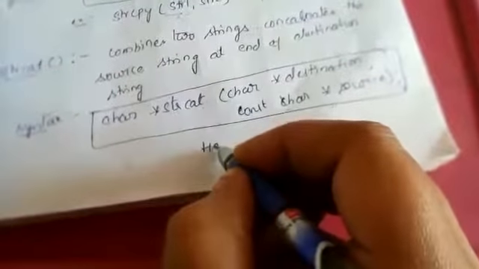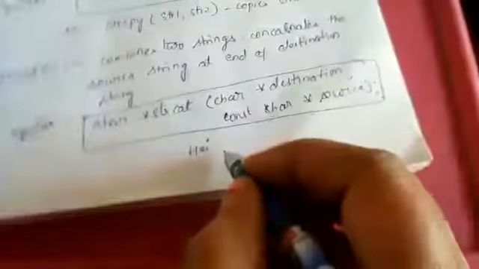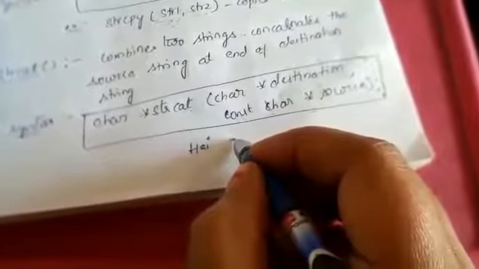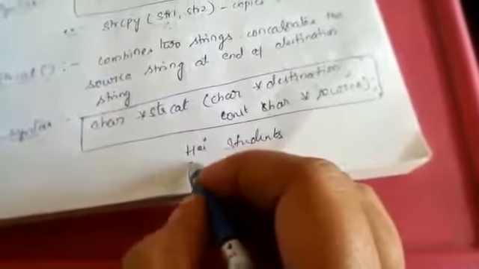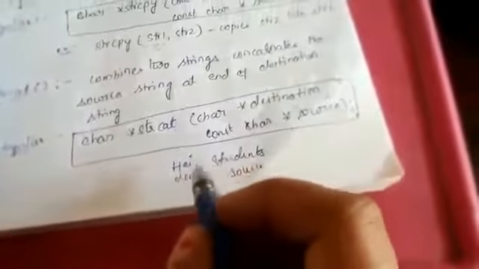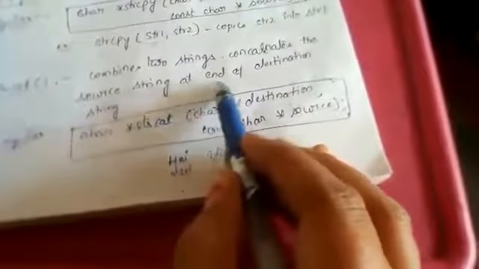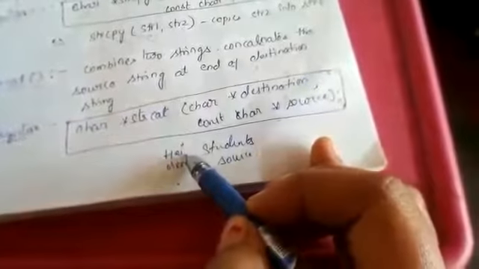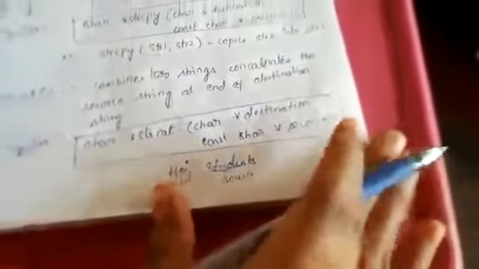If you give "hi" in destination, and in source, another string, that is "students", you have stored. Means this is destination, this is source. So how does it concatenate? I already said it concatenates the source string at the end of destination. What is the destination end? "Hi, hi students", like this. The concatenation works like this.